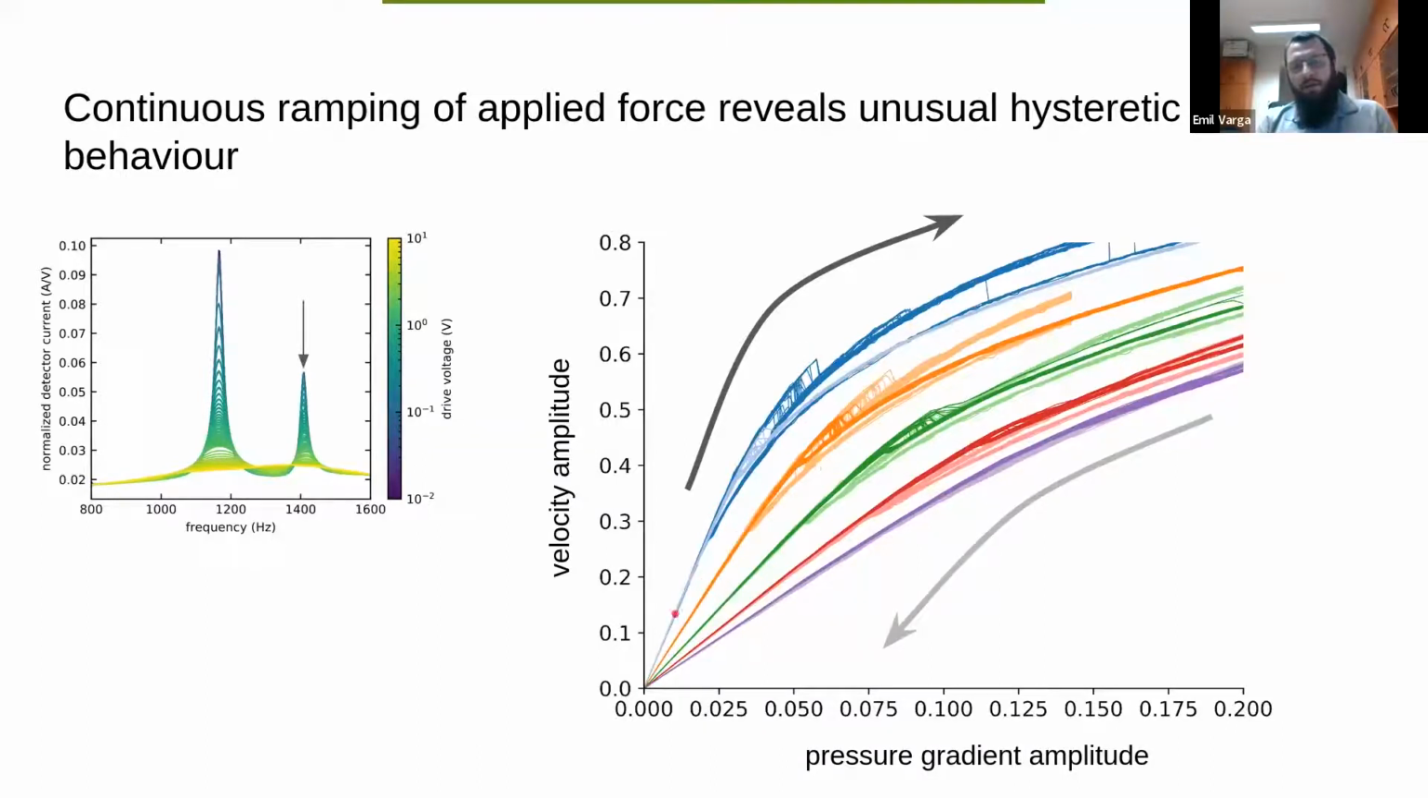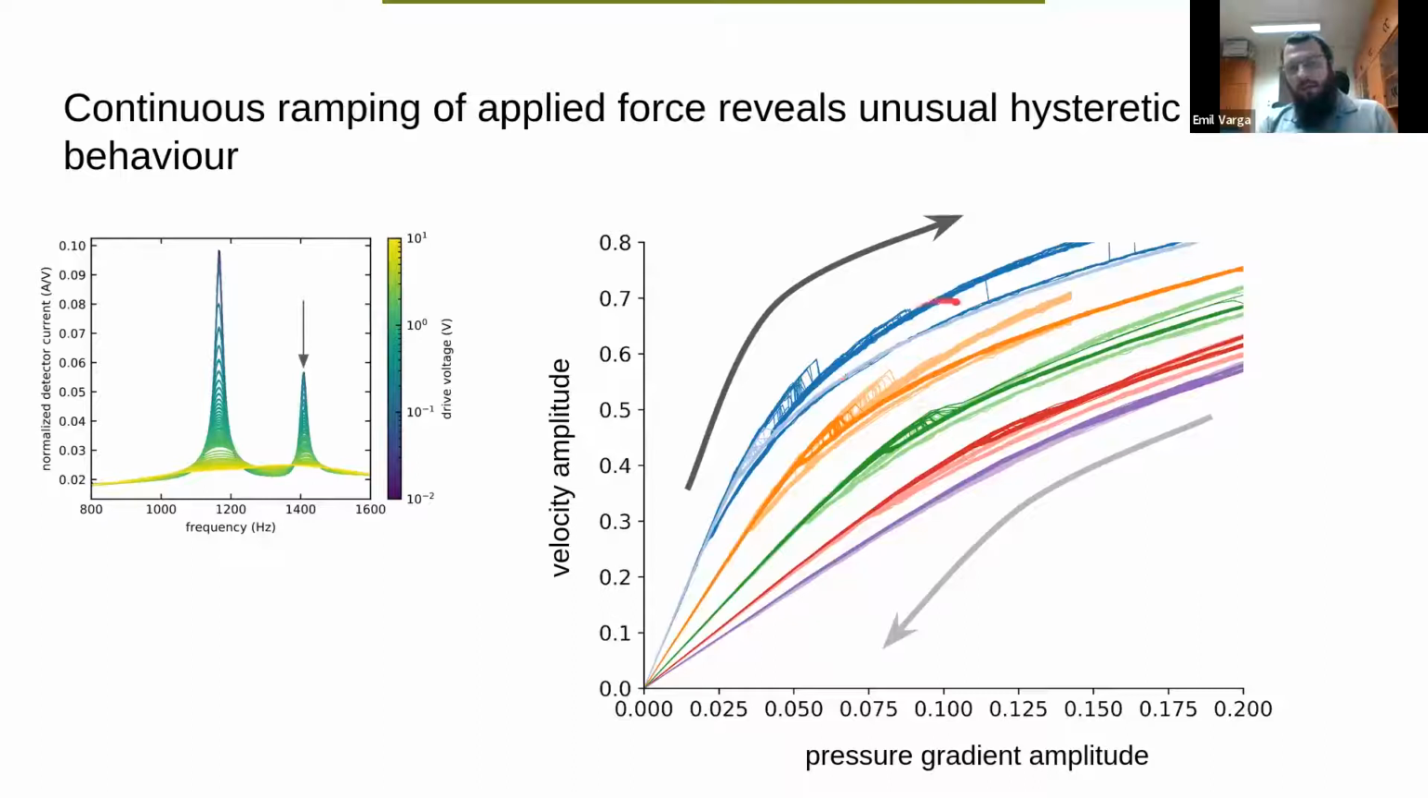So immediately you can see that at low velocities, or low drives, we see a linear behavior between velocity and pressure gradient. But as we increase, there is some excess damping. If the system remained linear, the line would just keep going up. But since there is this excess damping, there is some nonlinear mechanism that removes the energy from the flow.